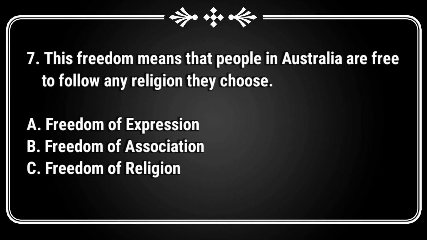Number 7. This freedom means that people in Australia are free to follow any religion they choose. Letter A, freedom of expression. Letter B, freedom of association. Letter C, freedom of religion. The answer is letter C, freedom of religion.